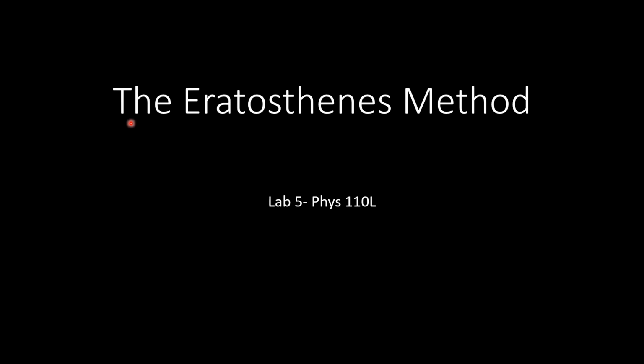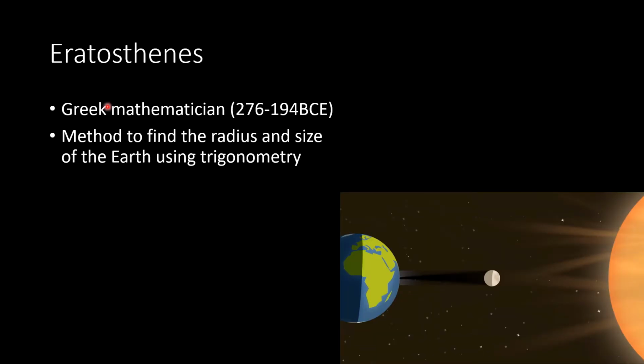Today we're going to be learning about the Eratosthenes method. And what this method does is allows us to find the radius and from that the size of the Earth. So a bit of background as to Eratosthenes.